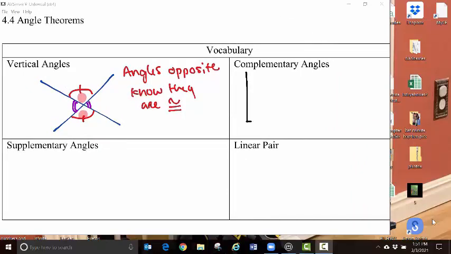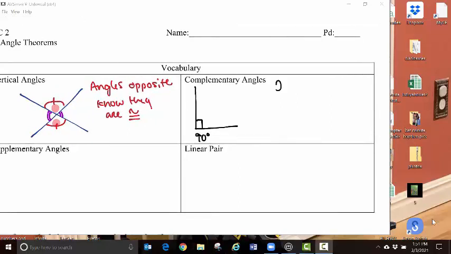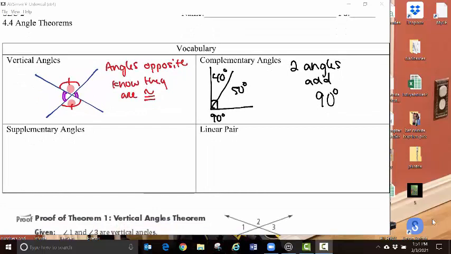Okay, vertical angles. The next is complementary. This is a 90-degree angle. I know it because of this little symbol. Complementary angles are two angles that add to 90 degrees. So maybe this one is 40 and this one is 50.